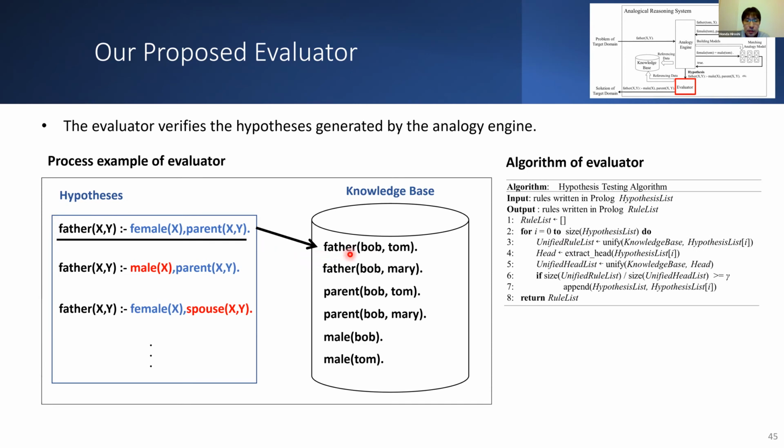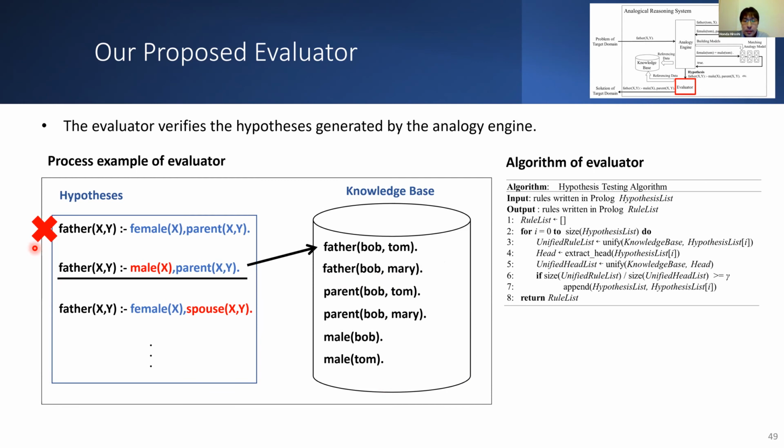Here, the evaluator refers to the fact "Bob is Tom's father." Then X is substituted with Bob. However, there is no fact "Bob is a female" in the knowledge base. It is impossible to apply this fact to the hypothesis. Next, the evaluator refers to the fact "Bob is Mary's father." It is also impossible to apply this fact to the hypothesis. For this reason, this hypothesis was rejected.